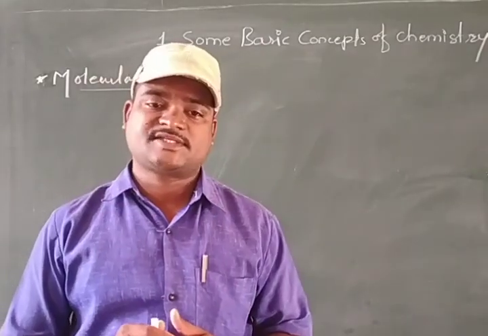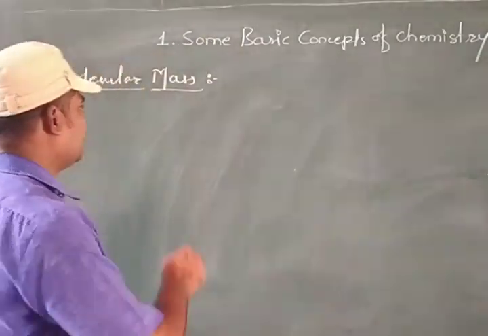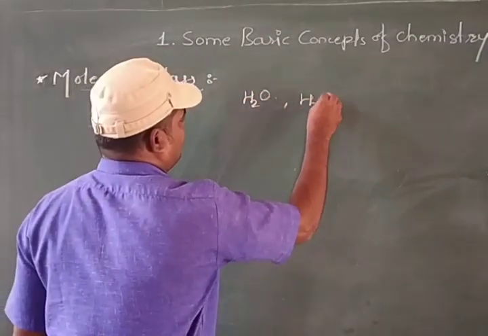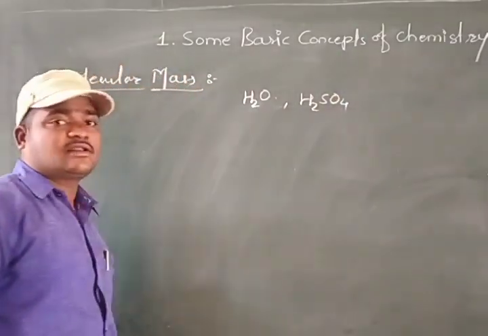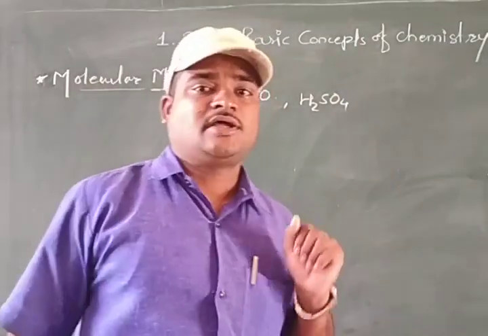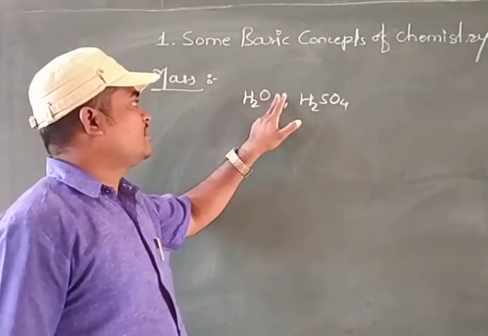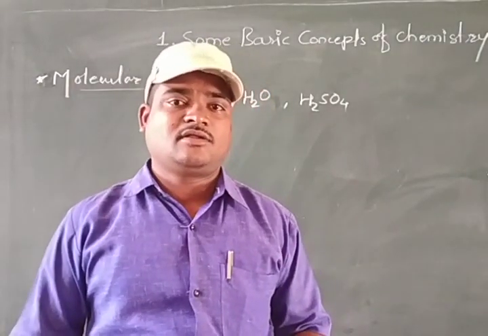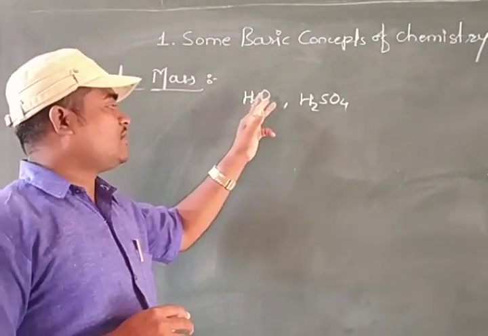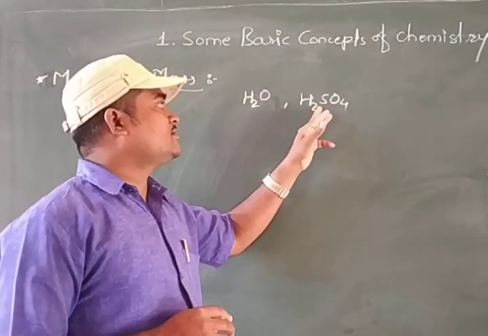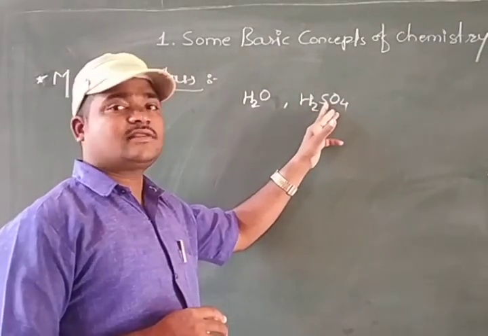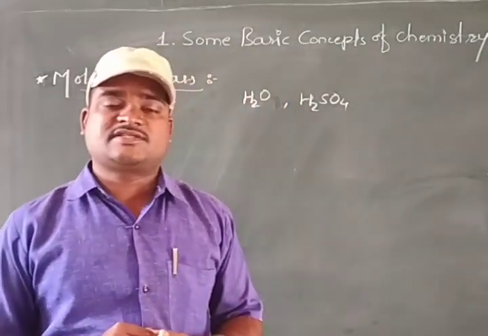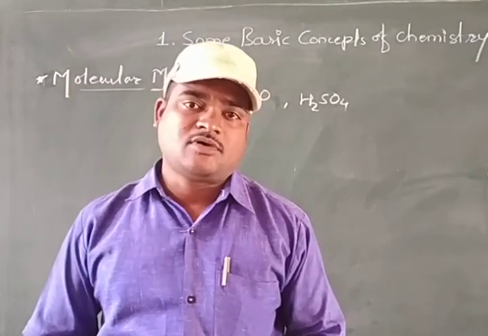Students, first of all we should understand what is meant by molecule. For example, H2O and H2SO4. These are nothing but molecules, and by constituting atoms we can make a molecule. Here hydrogen is an atom, oxygen is an atom, sulfur is an atom, or you can say elements. By constituting all these elements we can study the molecule.